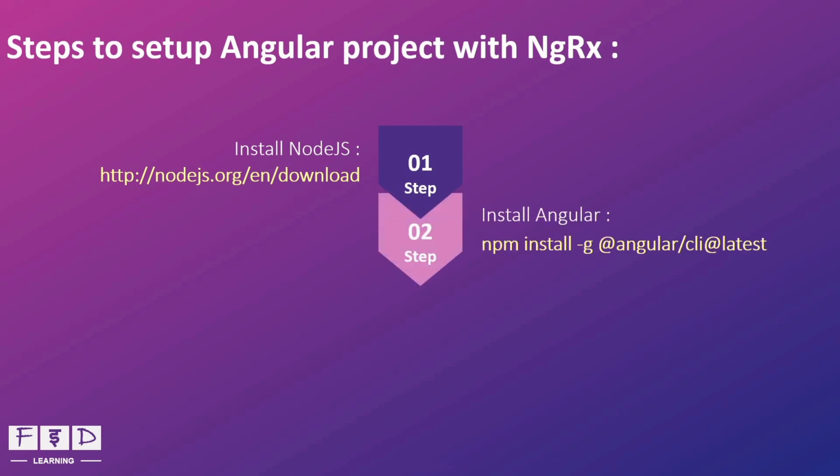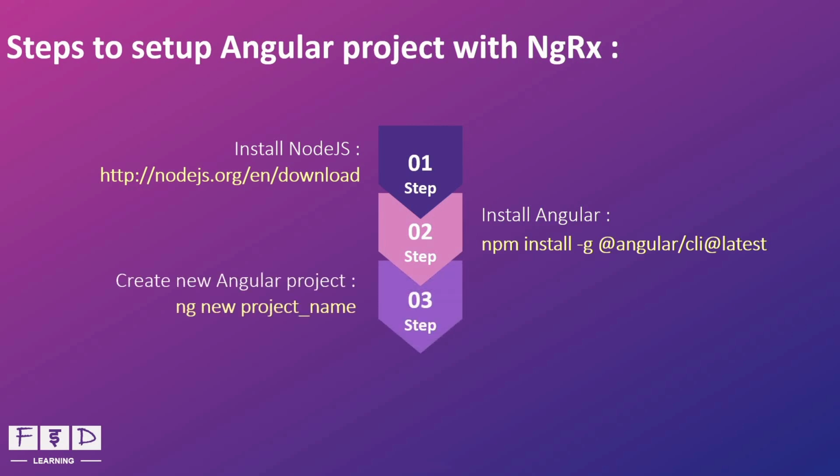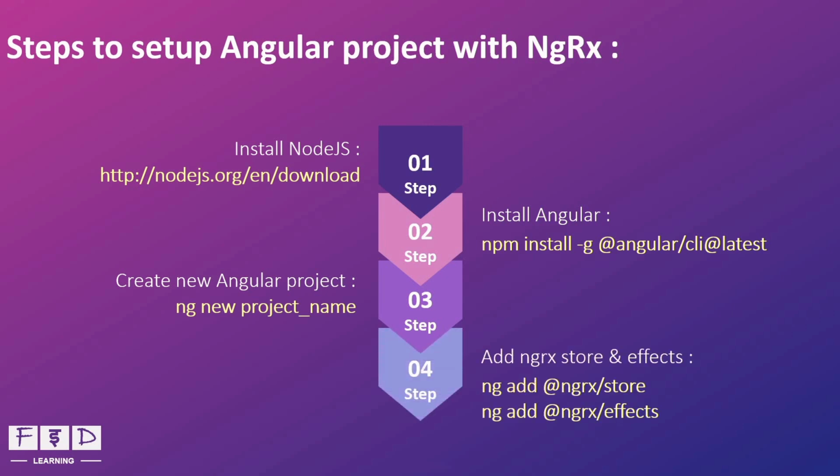Second step is to install the latest version of Angular using the command npm install -g @angular/cli@latest. Also, you can hit the command npm install -g @angular/cli. This command also installs the latest version of Angular. Next, third step is to create a new Angular project using the command ng new project name.